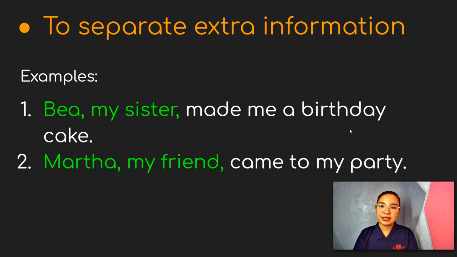Next is to separate extra information. Like for example, Bea, my sister, made me a birthday cake. It doesn't mean that there are two nouns or two subjects in the sentence. It is just saying that Bea is the narrator's sister. Second example, Martha, my friend, came to my party. And same as with our first example, it doesn't mean that there are two subjects, Martha and my friend. It just means that the narrator's friend is Martha.